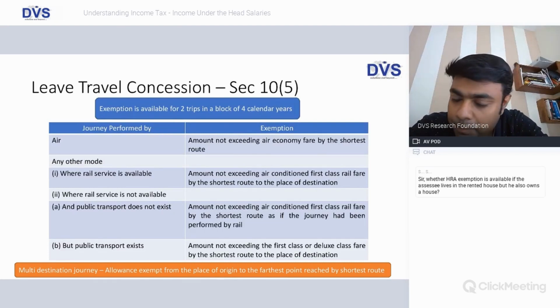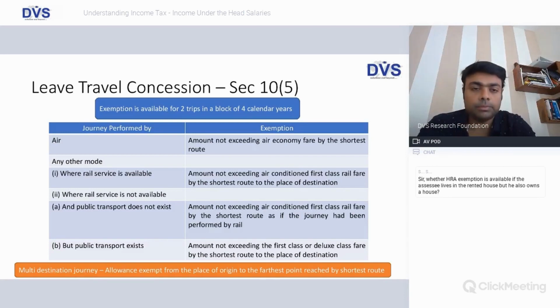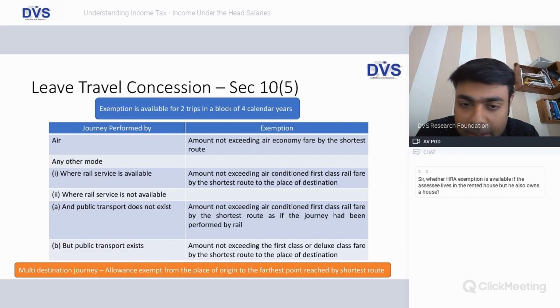Leave travel concession. Interesting calculation. LTC is eligible for exemption under 10 subsection 5 twice in a block of 4 calendar years. So the journey performed here, see, this is where some of the unique natures of income tax are introduced. If the journey is performed by air, where it's a flight journey, amount not exceeding air economy fare by the shortest possible route. Any other mode where rail service is available, first class AC is available, again by the shortest possible route.